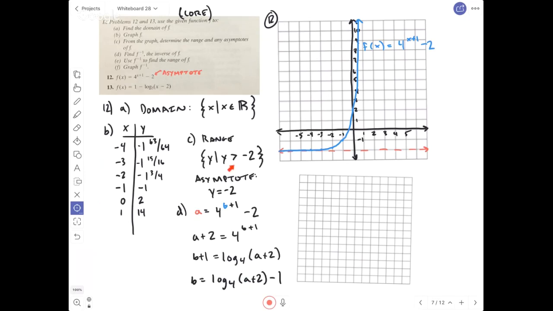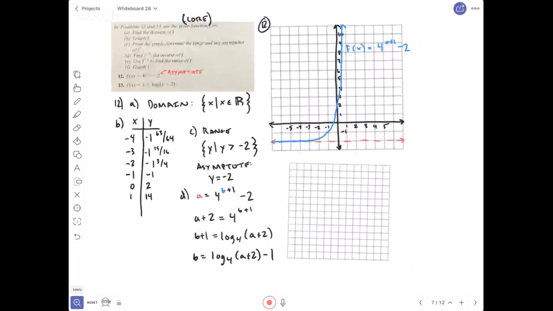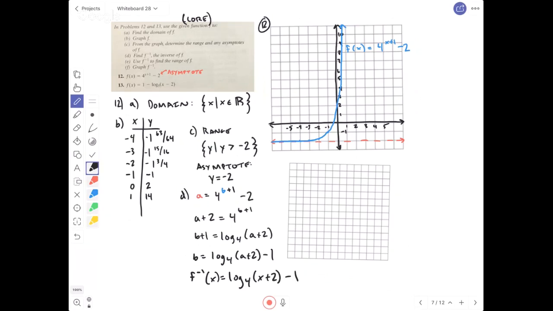So I'm just going to agree that that is the range. We found it correctly in step C. So here I found the inverse function, which helped me to see the range, as we talked about a couple problems ago. Log base 4 of x plus 2 minus 1. And graph the inverse function.